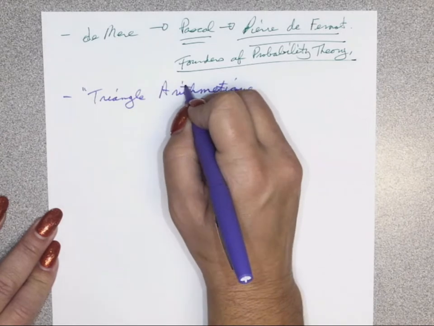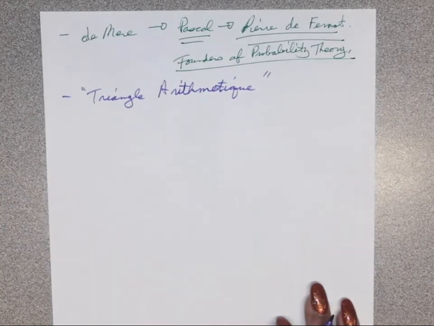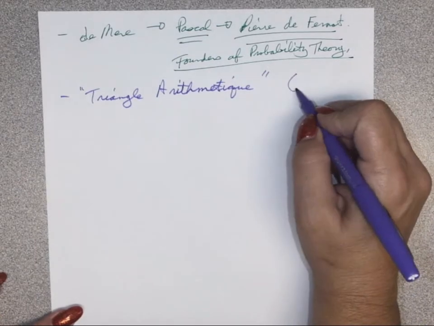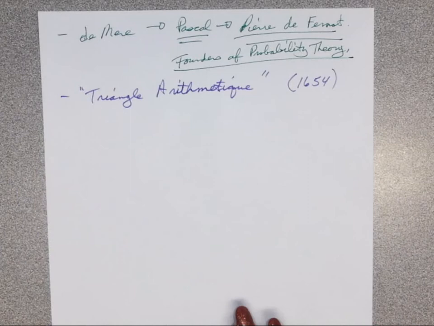Again, it's written in the vernacular, so we're writing in French here, probably, would be my guess, which is the arithmetic of the triangle. This actually went out in 1654. Actually, I think it's not a book. I think they call it a treatise. So I think it's just like a paper.